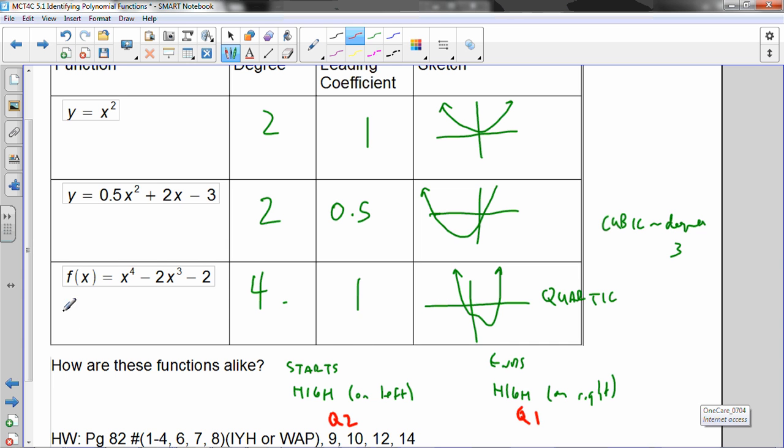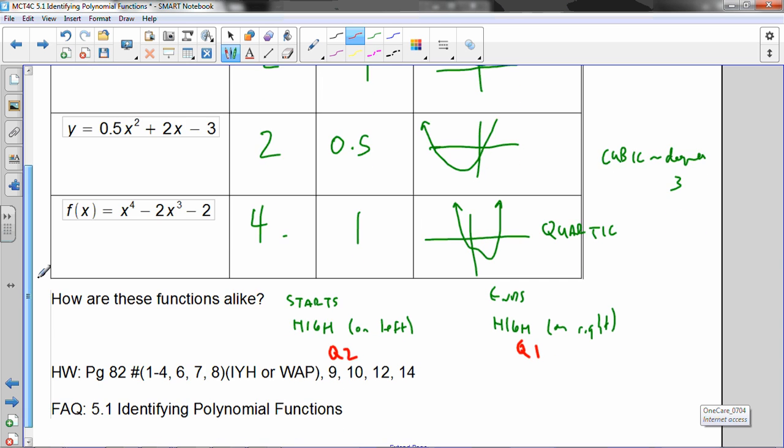And then notice in the homework, folks, there's a lot here that you can do without writing down, in your head or with a partner. So you go through that very quickly, and then there's a few that you can do written. Okay? Welcome to polynomial functions.